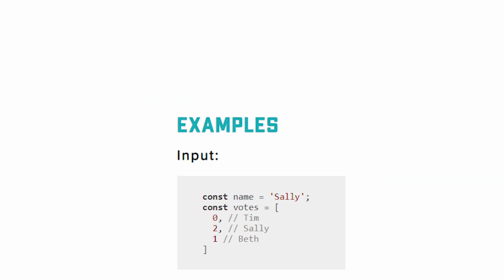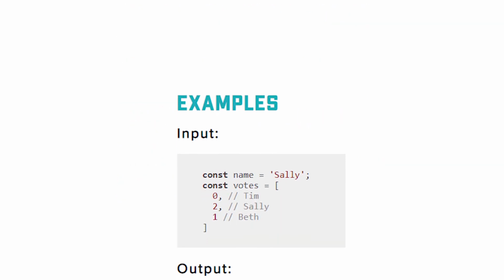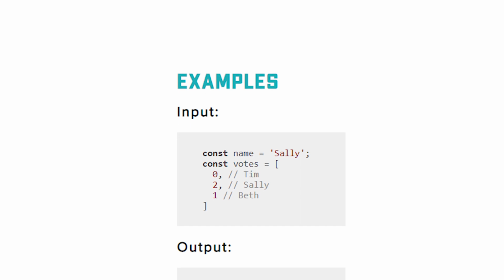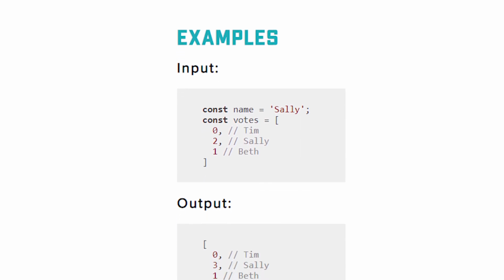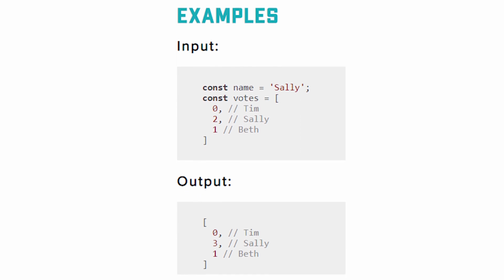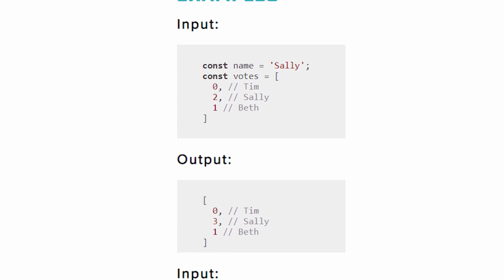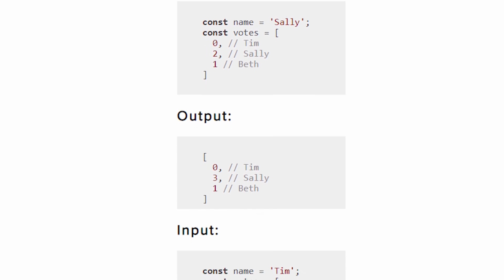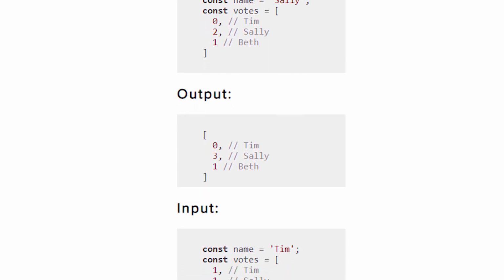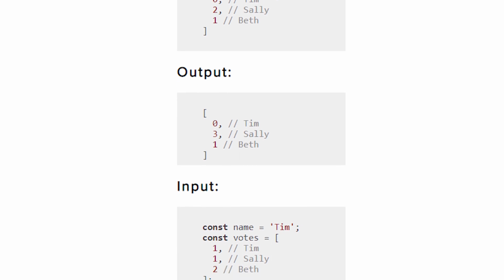So looking at the example, what's passed first is Sally, so a vote is being cast for Sally, and the votes currently standing are 0 for Tim, 2 for Sally, 1 for Beth. Now, everybody but Sally stays the same, and Sally, instead of having 2, gets 3, and so we return that updated array. In the second example, it's pretty much the same.